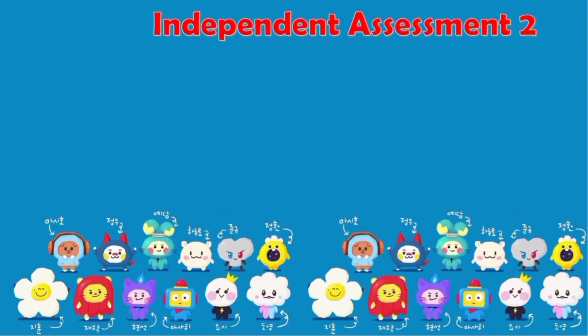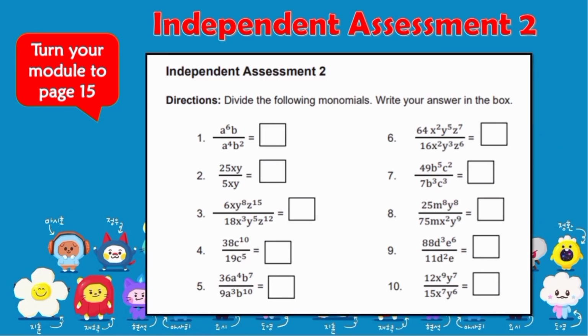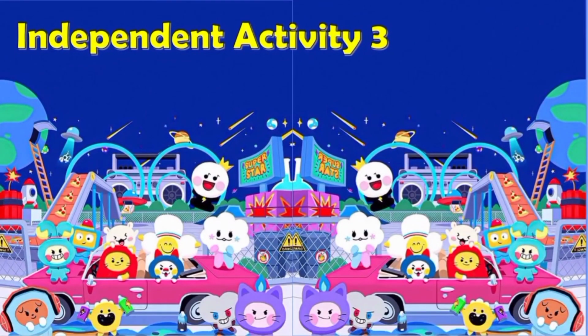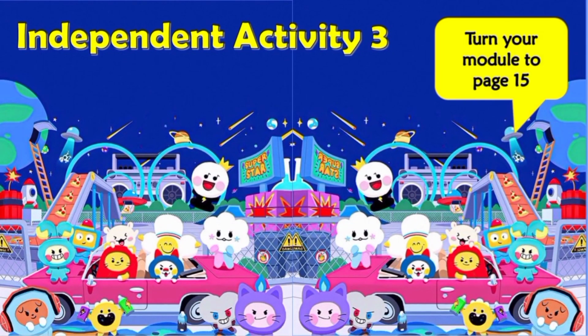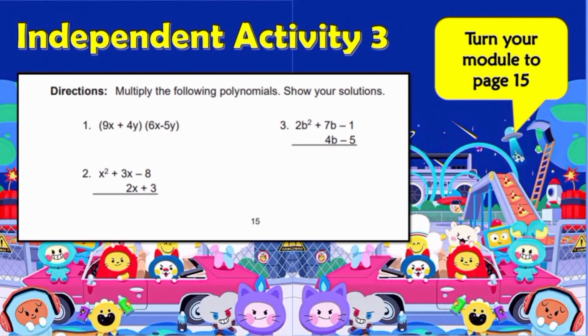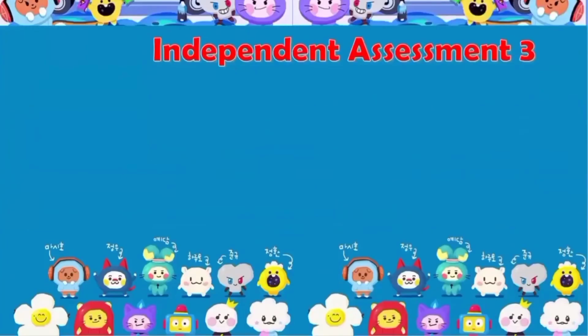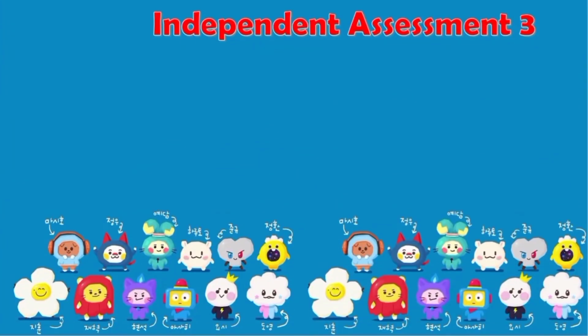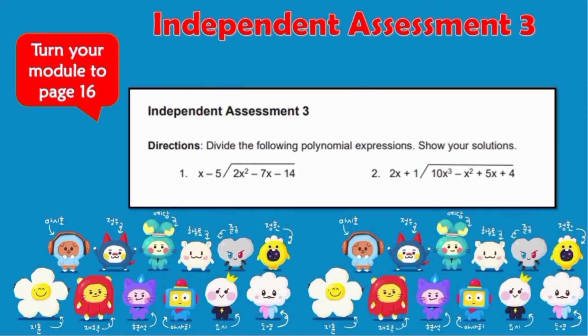Independent assessment number 2. Turn your module to page 15. Divide the following monomials. Write your answers in the box. Independent activity number 3. Turn your module to page 15. Multiply the following polynomials. Show your solutions. Independent assessment number 3. Turn your module to page 16. Divide the following polynomial expressions. Show your solutions.